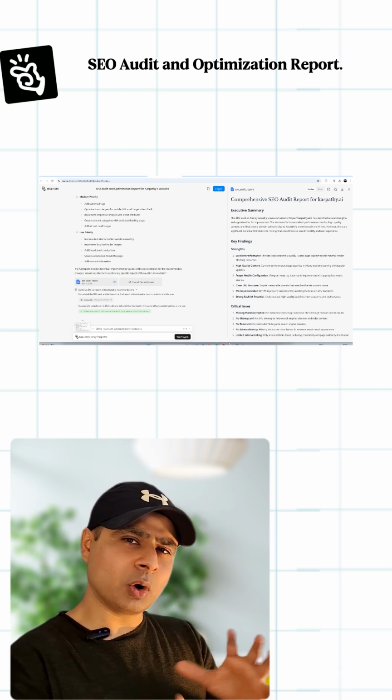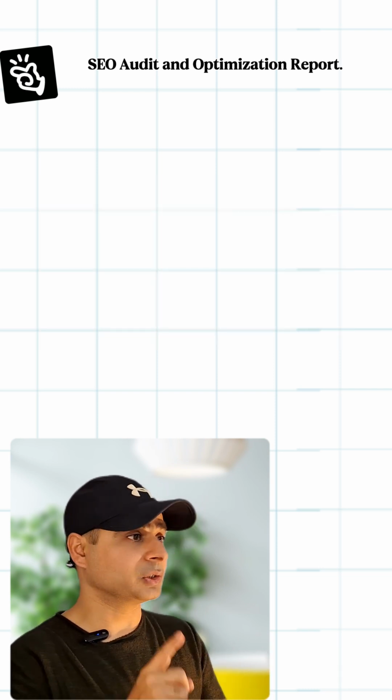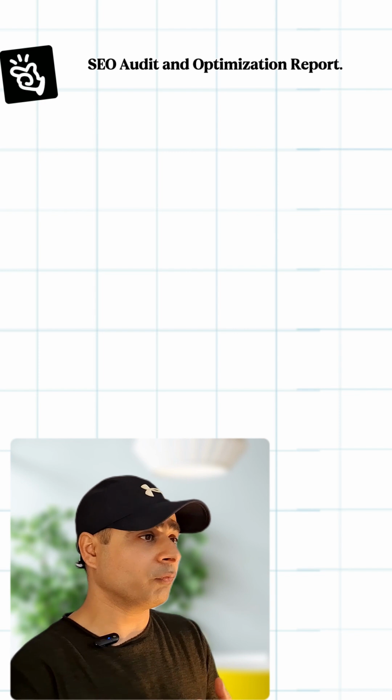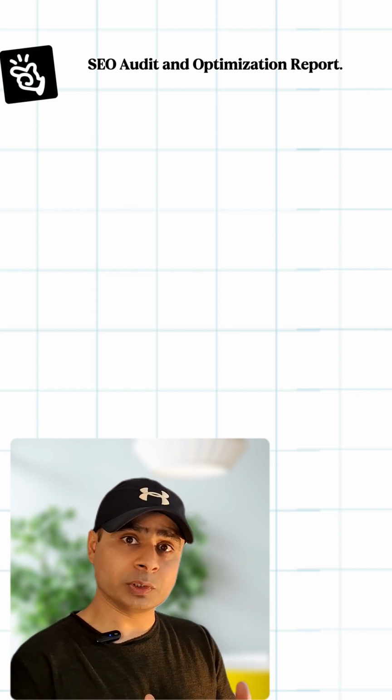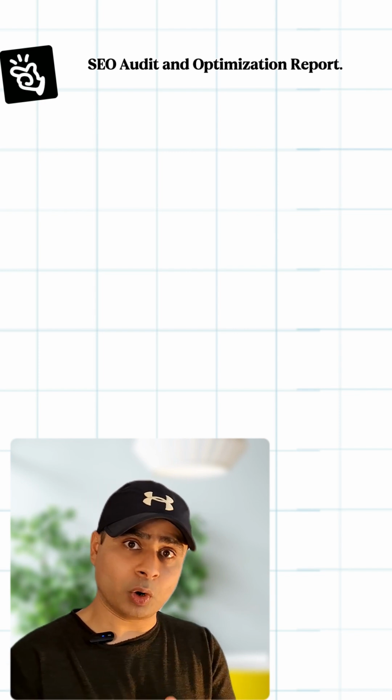Manus AI gathers all the information about your website, its structure, its meta tags, URL format, and also checks the robots.txt and the sitemap.xml files.